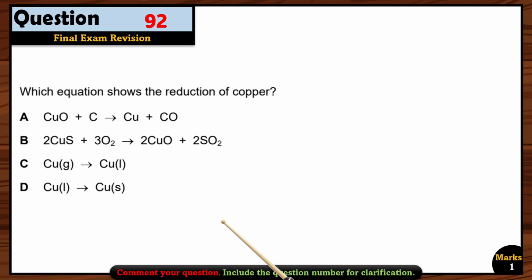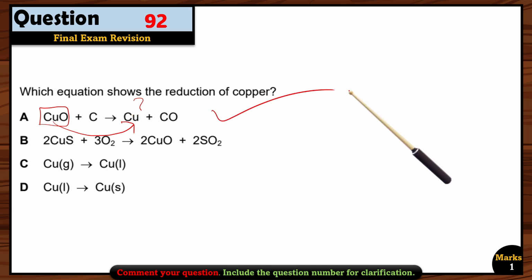Let's see question 92. Which equation shows the reduction of copper? It's simple. Reduction of copper means you lose oxygen or gain electrons. Let's see one by one. The first one is copper oxide, right? And then in the product, if you see, there is no oxygen. So it means the copper has been reduced. The loss of oxygen is reduction. So this option is the right option.